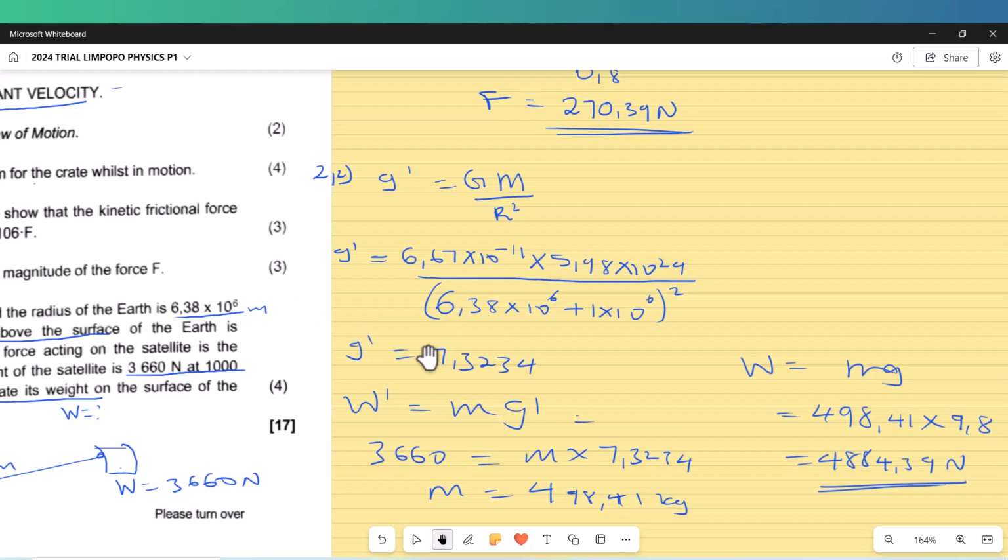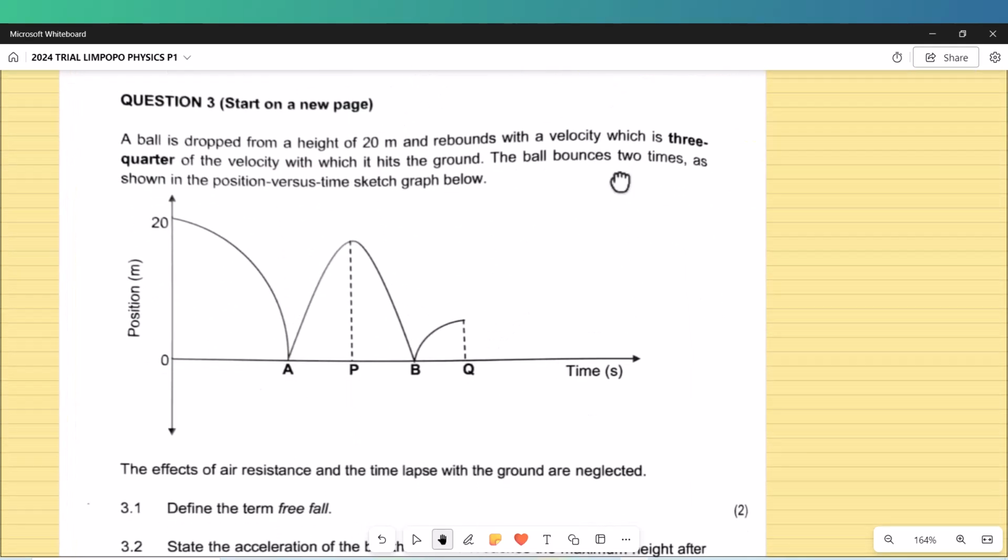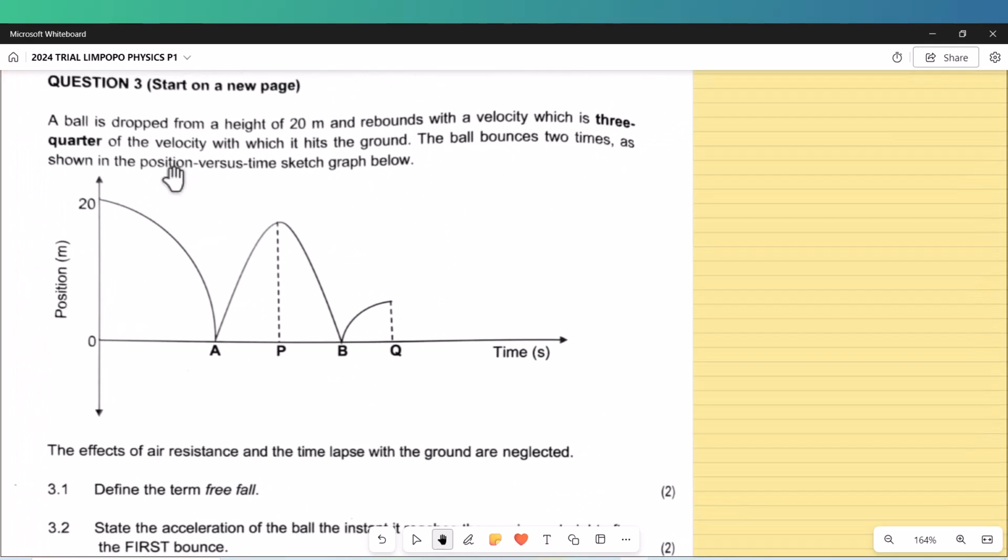Next question here. That is now question 3. They say that a ball is dropped from a height of 20 meters and rebounds with a velocity which is 3/4 of the velocity with which it hits the ground. The ball bounces 2 times as shown in the position versus time graph below.